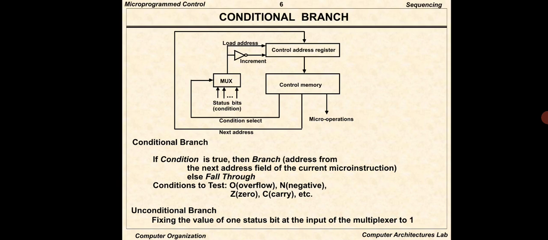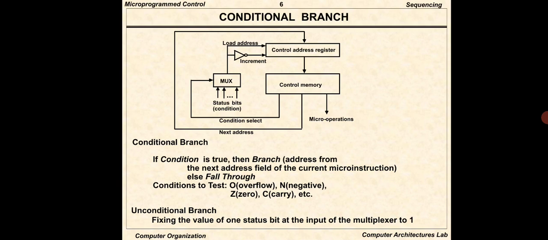If suppose the condition fails, then it should normally increment the address value and go directly to the next instruction to be executed. That will be done by your incrementer, which is the buffer you are going to have.